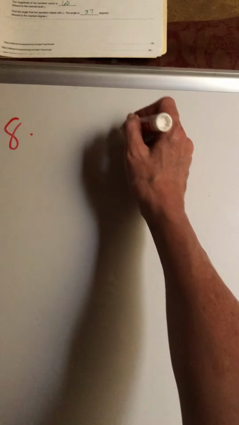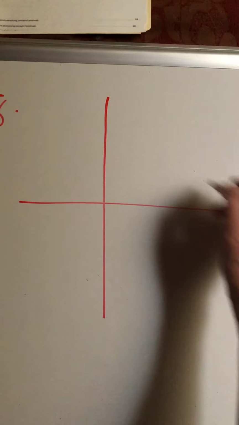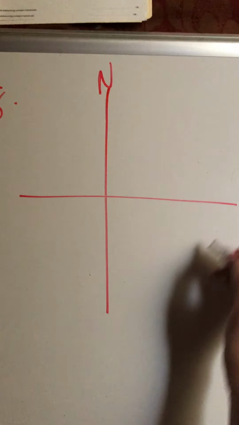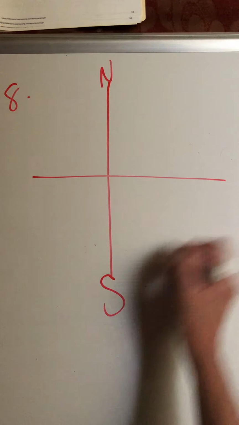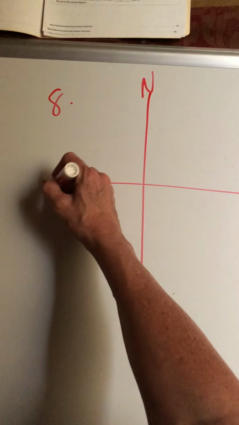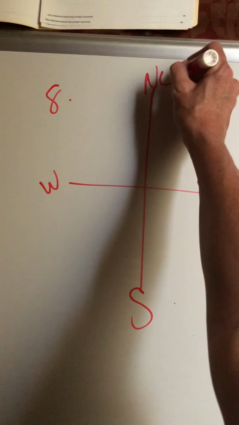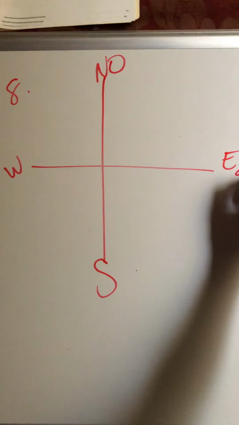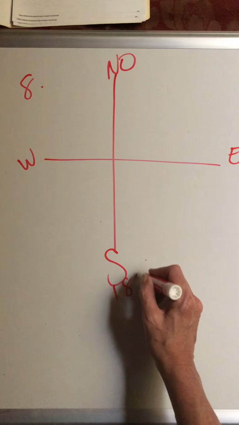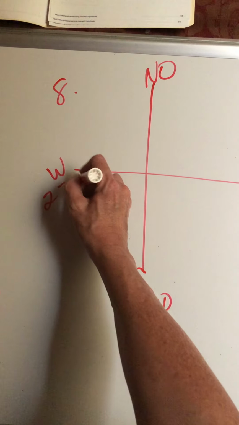Okay, so number 8, we have an airplane flying at 250 kilometers per hour in a direction of 290. Find the westerly and northerly components of its velocity. So here's where you have to be careful when you're talking about this. Remember, this is north, south, east, west. So our angles change. This is 0, 90, 180, 270. Okay?